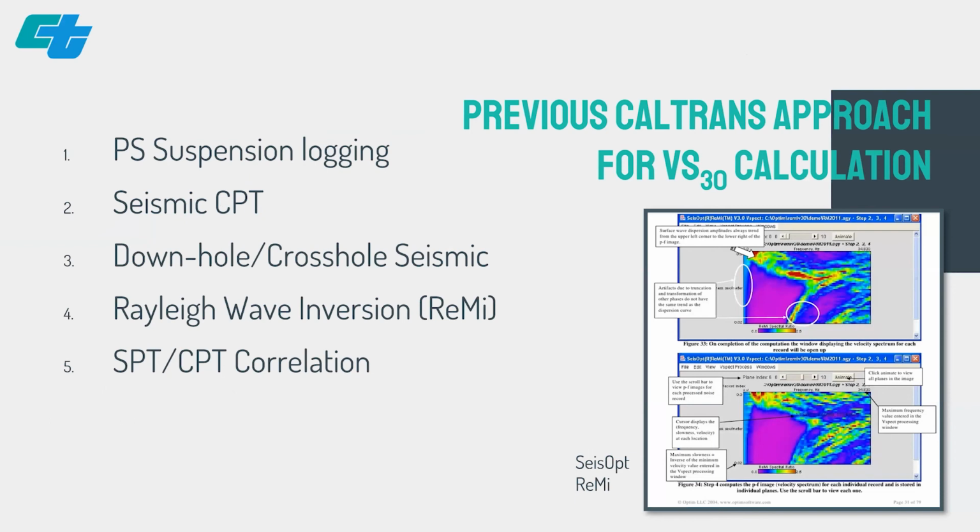The CalTrans ARS module lists a number of tools or methods for the calculation of VS30. The list seen on this slide provides an effectiveness ranking as historically held by CalTrans. PS suspension data was and remains our gold standard for VS30 calculation. Seismic CPT is also considered a top-tier method for this purpose.